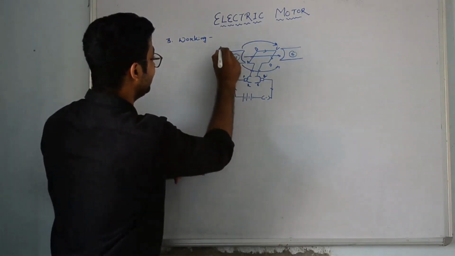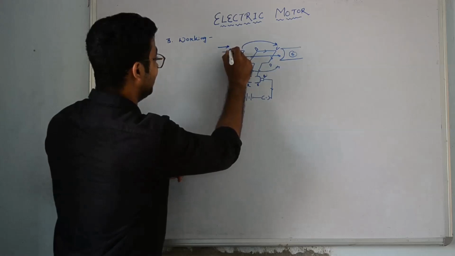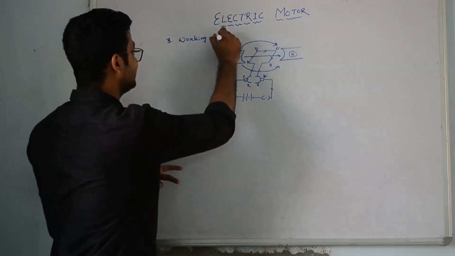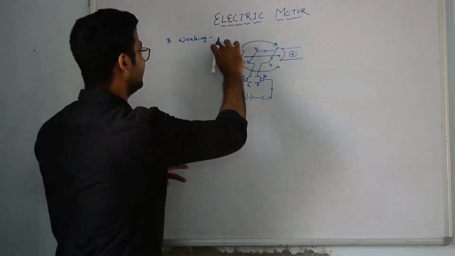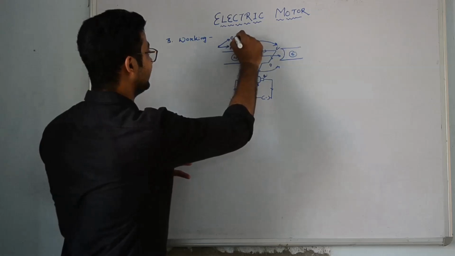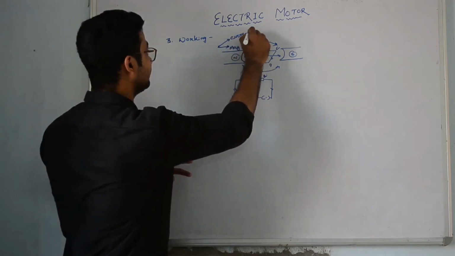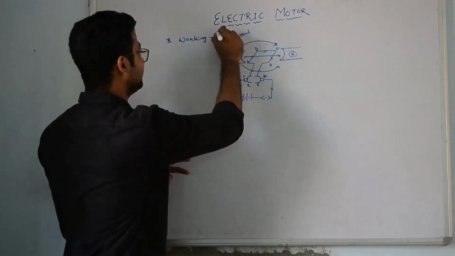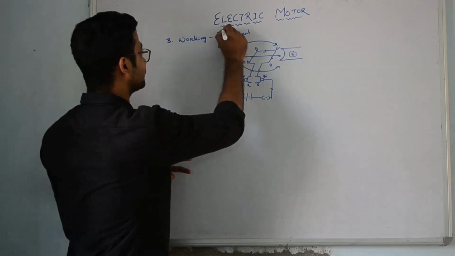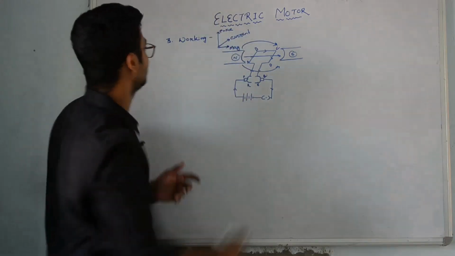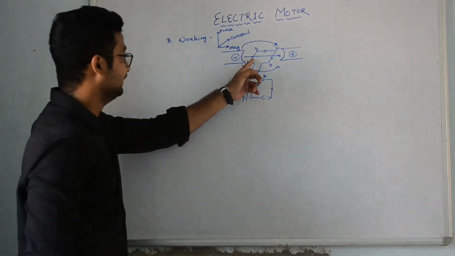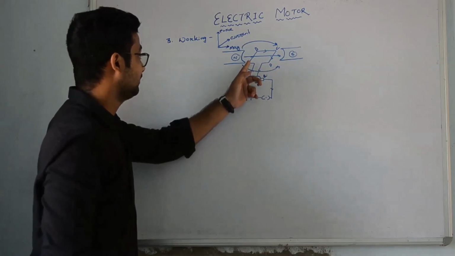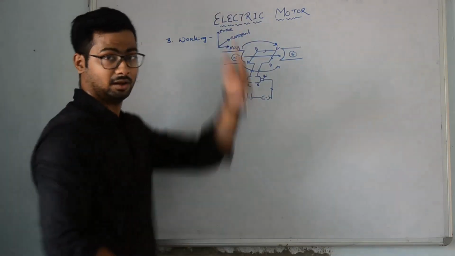We can mention it here that this is the direction of magnetic field and this is the direction of current, then the force exerted will be in upward direction. This is the direction of force. Okay, that means in this coil, the segment AB will experience an upward force.